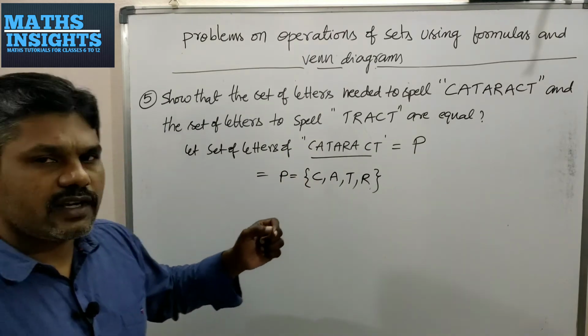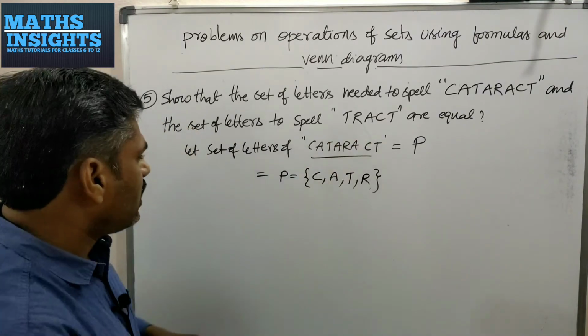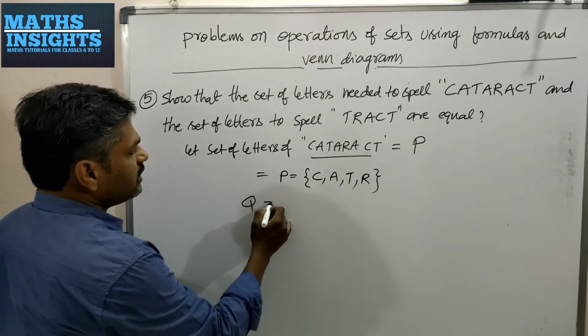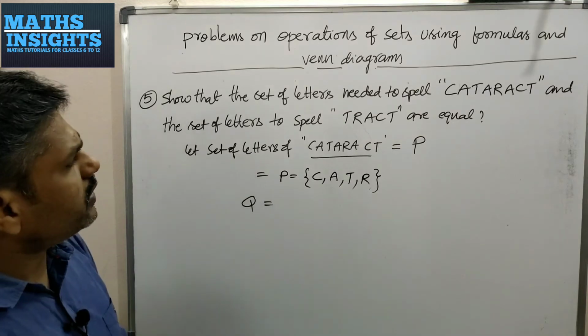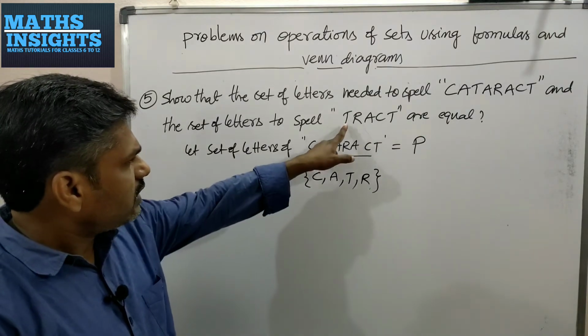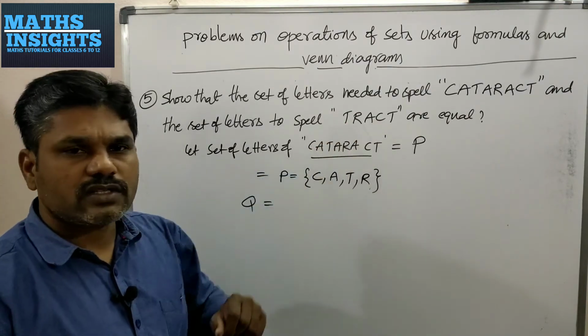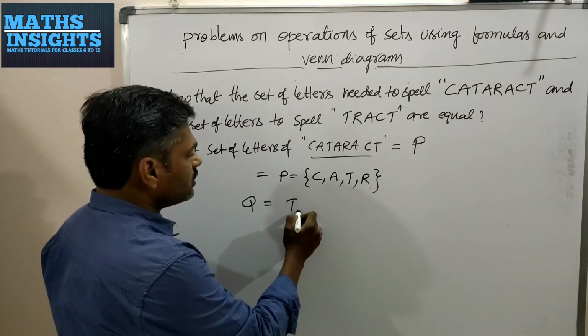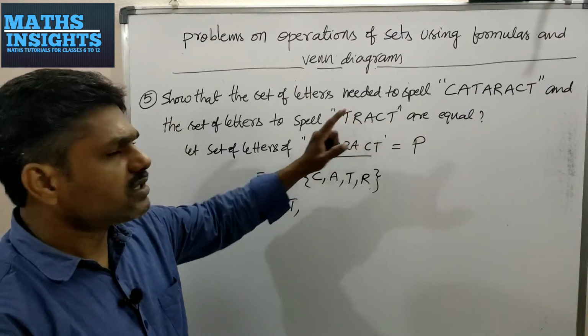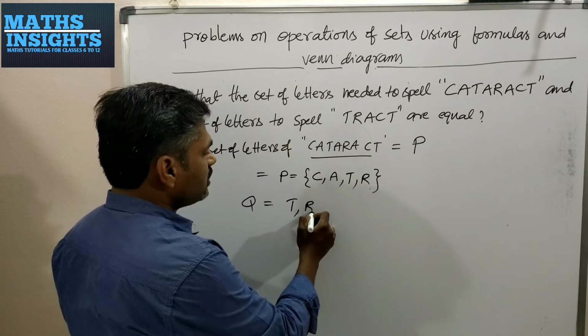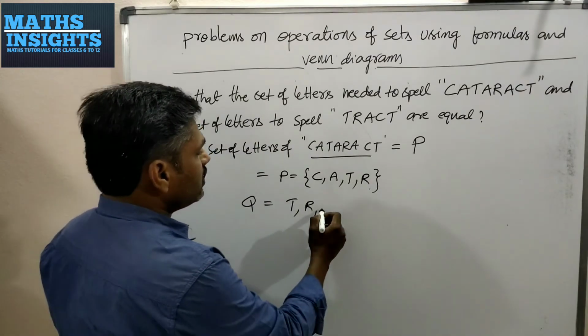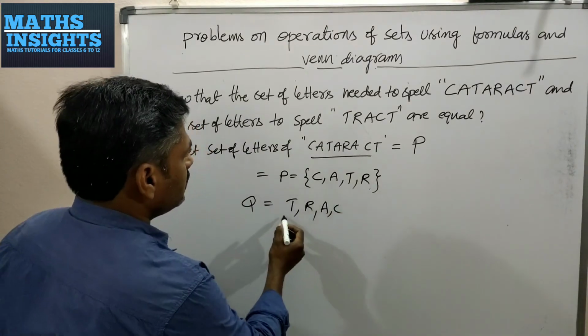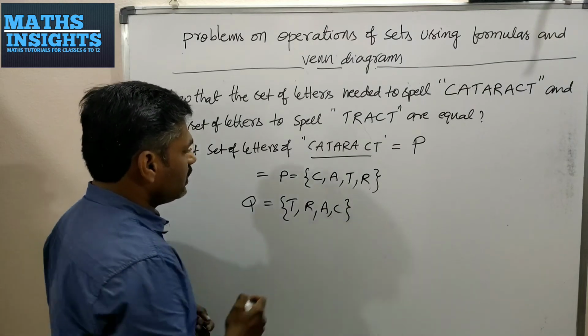Coming to the second one, TRACT, I am representing that with Q, which are needed to spell that. See, T is repeated twice, so you have to write it only once. R is only once, and A only once, and C. So these are the 4 letters.